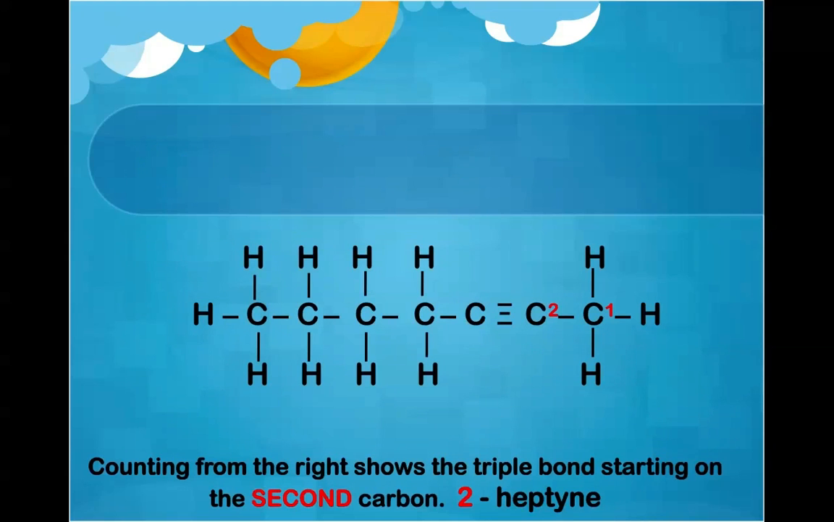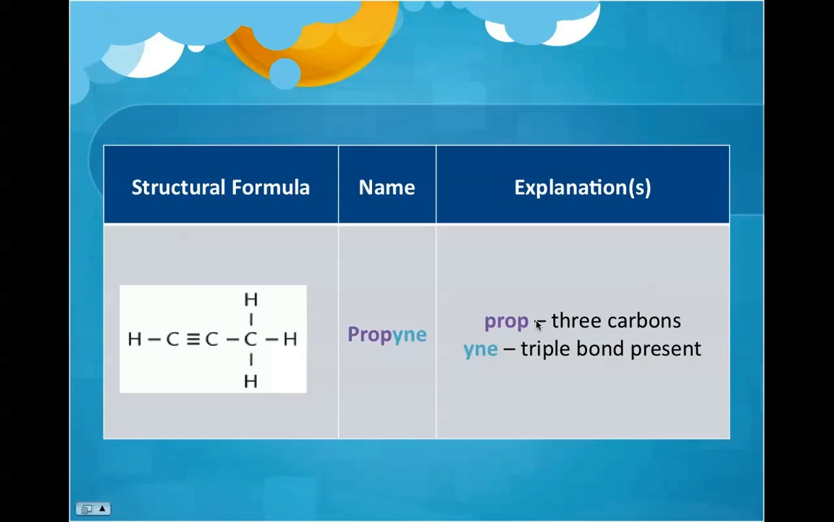So same thing, we want to make sure we count from both sides in order to come up with the right number. So for the structure, we would have 2-heptyne, because I have 7 carbons, and then counting from the right-hand side, which my triple bond is closest to, I get to the second one. So here we have propyne, the prop representing the 3 carbons, the YNE representing the triple bond. There's no number needed because whether I put the triple bond there or I put it between these 2 on the right, it's always going to end up on a first carbon, so it's unnecessary to show the 1.